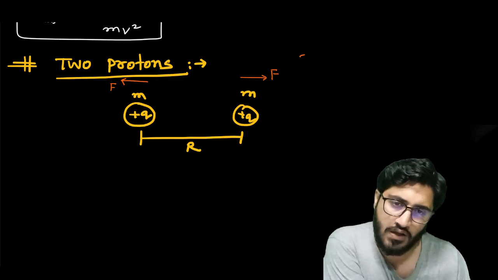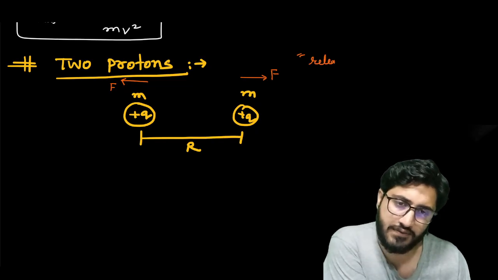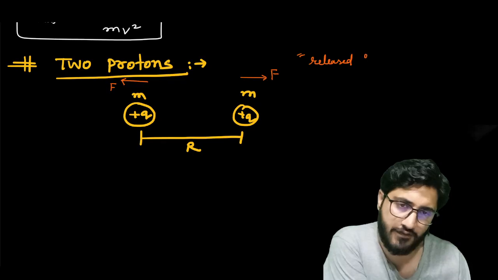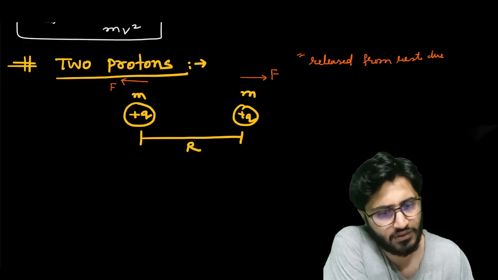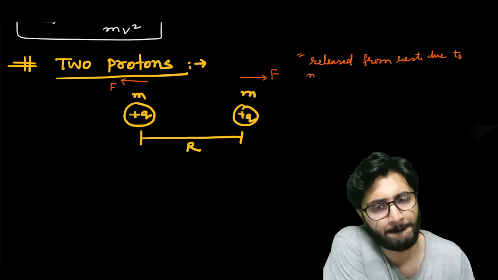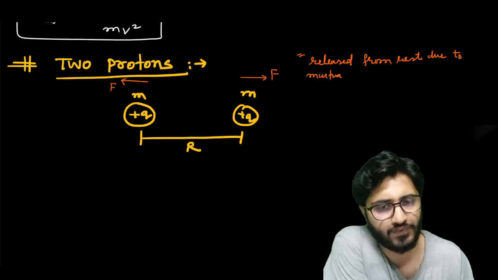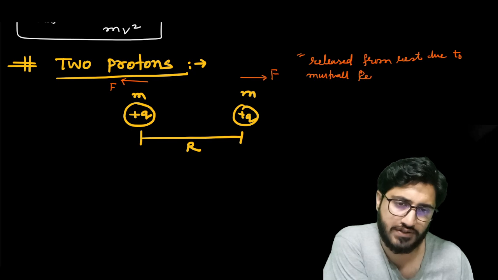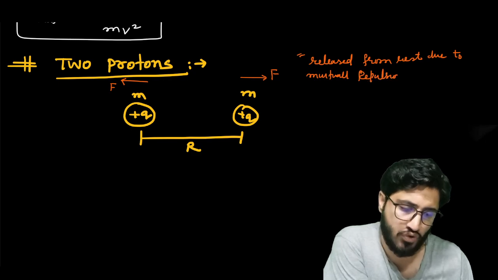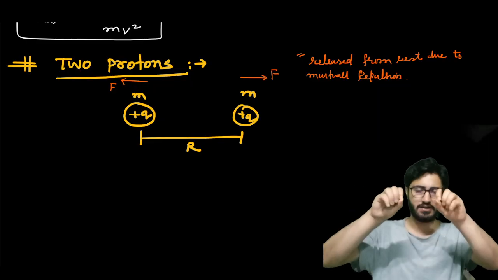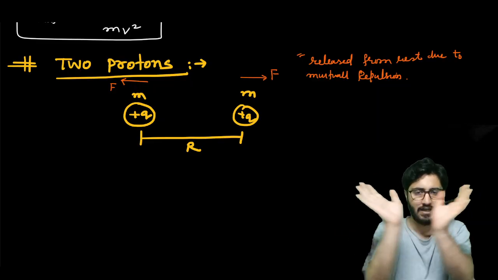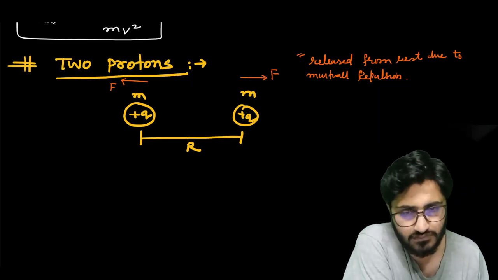So these are released from rest. These particles are released from rest due to mutual repulsion. Okay, we just put it here now. Then due to the repulsion, they will get apart from each other.